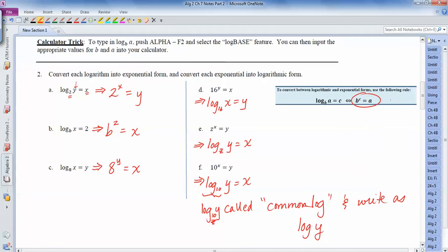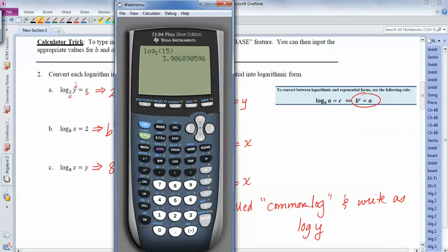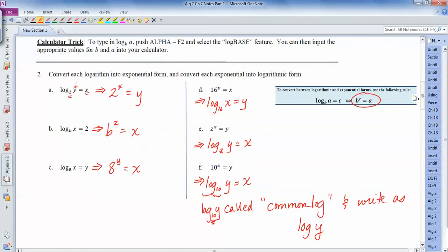There is a button on your calculator for that. That's this one right here where it just says log. So if I did log 5, that's the same thing as if I did log base 10 of 5. They're the same exact thing. So you can leave off the 10 if you want to. Okay, let's keep going.